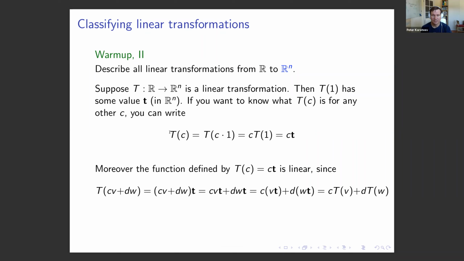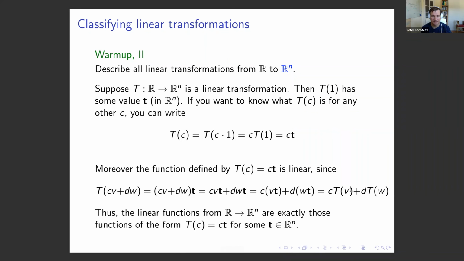And then we can check the linearity, right? By the definition, take two vectors: T of cv plus dw is equal to all this, right? Because it's a multiplication. And then it's equal to cv times t plus dw times t, et cetera. It's equal to c times T of v plus d times T of w. That's the linear functions from R to Rn, exactly those which behave exactly like that. So it takes the vector t and multiplies it by this c. So T of c is equal to c times t for some vector t in Rn.